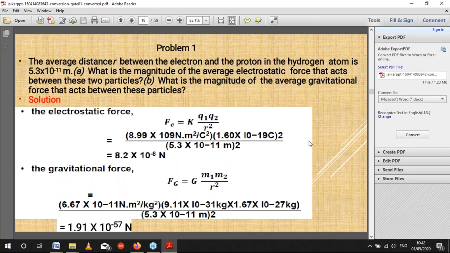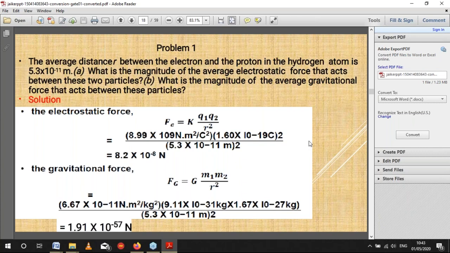Now let's solve another one, question number 2. The nucleus of an iron atom has a radius of about 4 times 10 raised to power minus 15 meters and contains 26 protons. What repulsive electrostatic force acts between two protons in such a nucleus if a distance of one radius separates them?